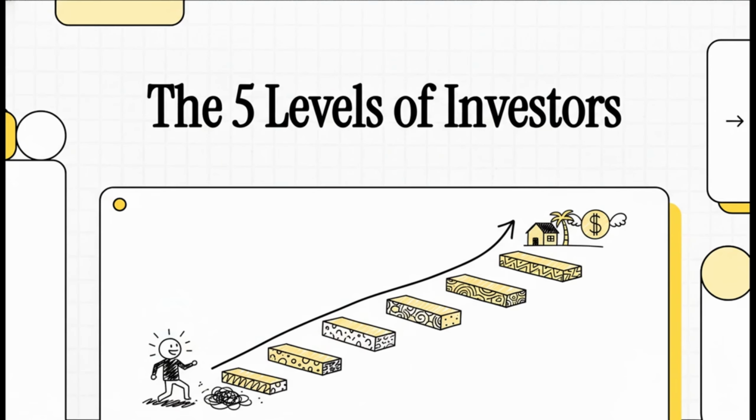Okay, let's dive right in. We're going to break down Robert Kiyosaki's really powerful framework for understanding how wealth is actually built. It's called the 5 levels of investors, and you can think of it as a roadmap, charting the entire journey from financial struggle all the way to true financial freedom.